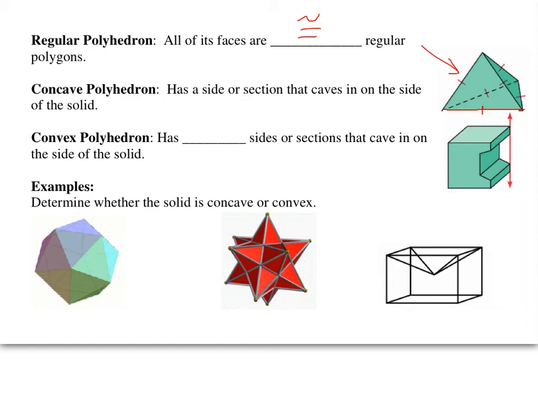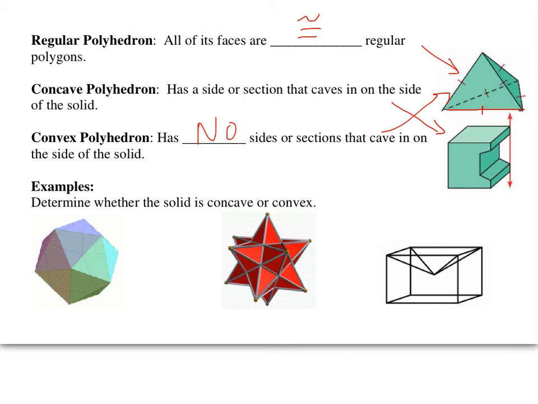If it's concave and convex, you have to think of what we had talked about before with concave and convex. Concave means that there's a section that caves in, so that would be the second figure. And the convex means that there are no sides that cave in, so that would be my first figure up here with my regular polyhedron.